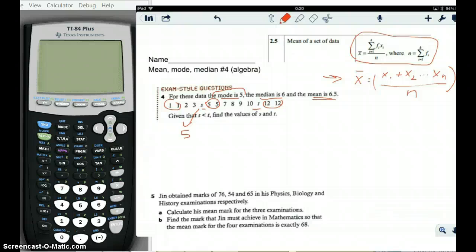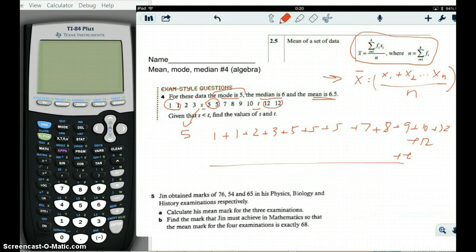Okay? So in this case, that would be 1 plus 1 plus 2 plus 3 plus 5 plus 5 plus 5 plus 7 plus 8 plus 9 plus 10 plus 12 plus 12 plus T. And you put all that over, let's see, 5, 6, 7, 8, 9, 10, 11, 12, 13, 14. There's 14 numbers. And what does that all equal to? It's equal to x bar, which is the mean, and x bar is the same thing as 6.5.